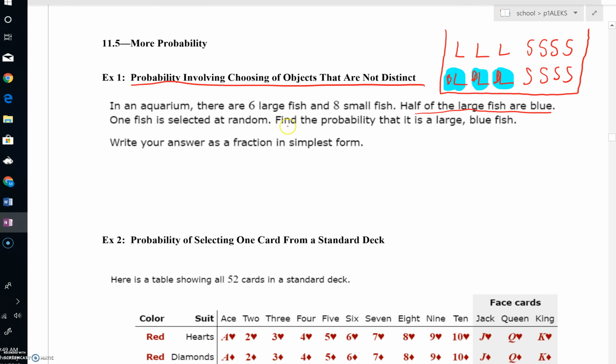So they want to know, find the probability that a fish is selected at random and it is a large blue fish. Well, remember, probability would be the number of ways you can have a success, whatever you want to have happen, over the number possible, or the number of possibilities.